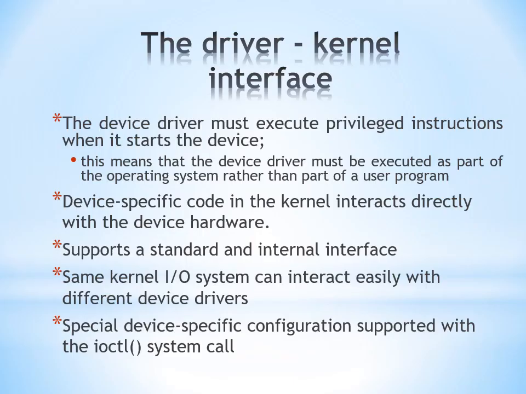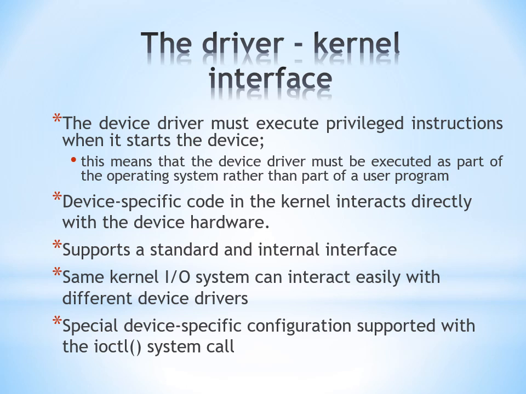Okay, so the device driver kernel interface. The device driver must be executed with privileged instructions when it starts devices. So the device driver API will communicate through your applications. Once your application is initiated, it determines which devices are being used and which device driver is being initiated. Then it goes to the privileged instruction, or what we call privileged mode, in order to start your devices to be operated.